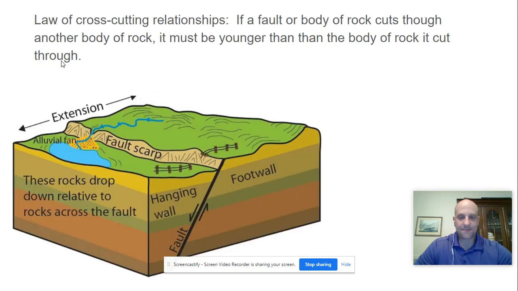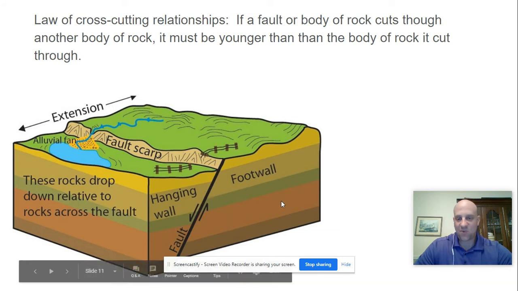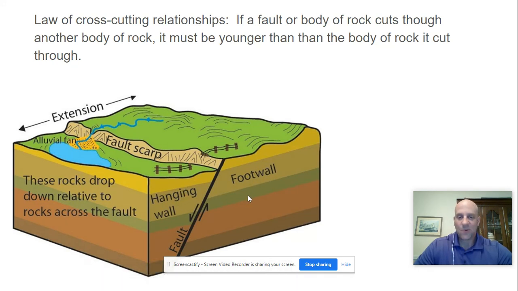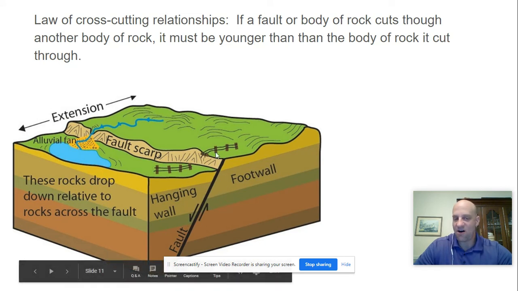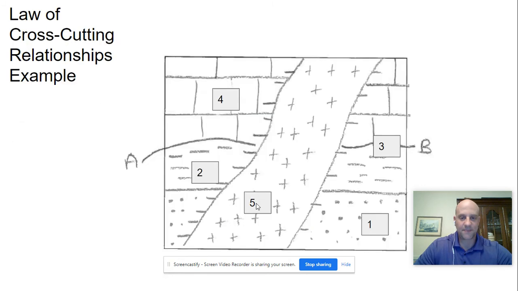Next, we have the law of cross-cutting relationships, which states that a fault or a body of rock that cuts through another body of rock must be younger than the body of rock it cut through. So here it is in action. We have a diagram with some horizontal layers which have been broken by this fault. Some of the layers have shifted down, some of them appear to have shifted up. We know that it wouldn't form this way, so we know that the fault has to be younger than all the layers that it cuts across here.